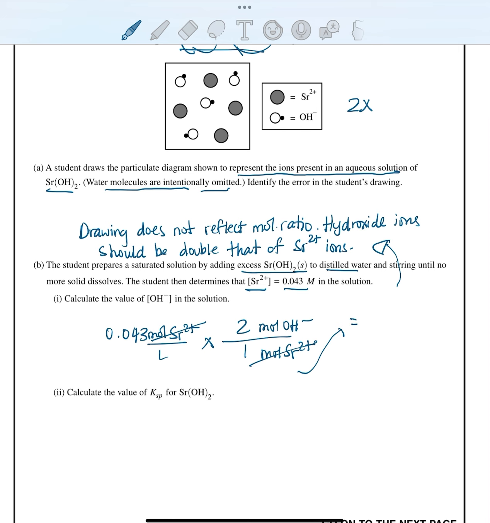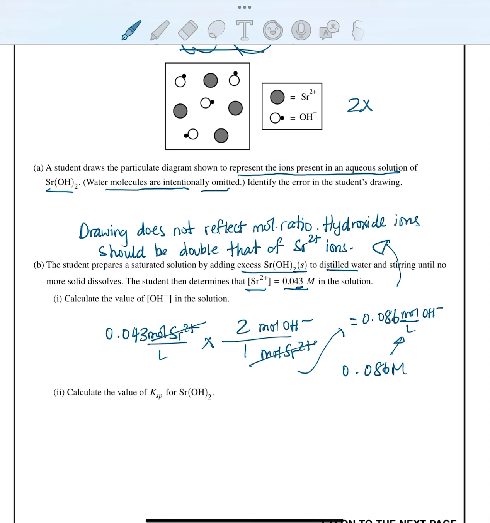Okay, so when we do this calculation, I get 0.086. We'll round it to the same significant digits that I'm given in the question. There are 2 sig digs here. So this becomes 0.086 moles of hydroxide per liter. And you can also remember this unit can be expressed as 0.086 capital M.